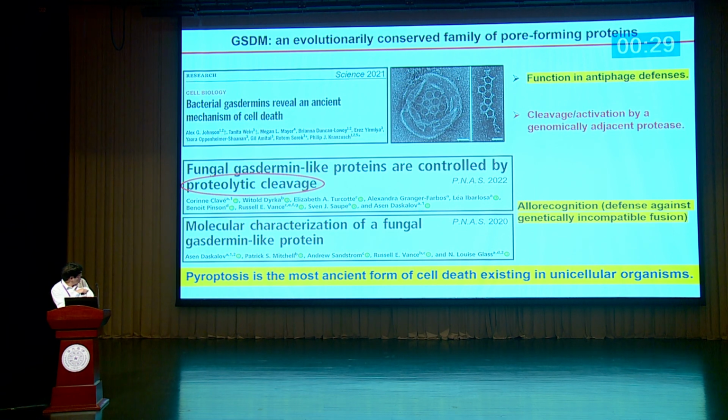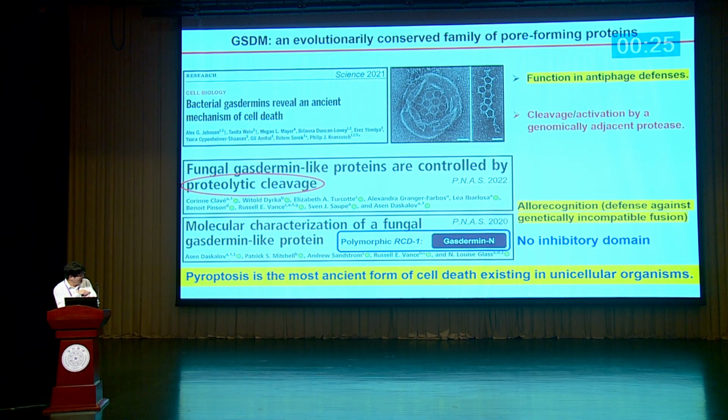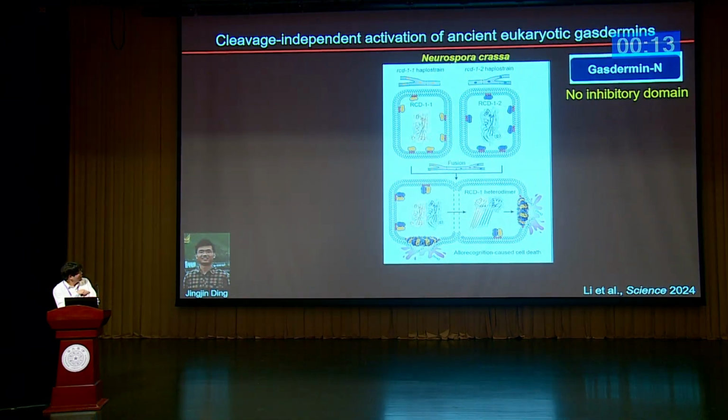Fungi have two systems. One is proteolytic cleavage, and the other is very interesting. It's called RCD1 in Neurospora. In Neurospora, it only contains the gasdermin N domain, no inhibitory domain, suggesting they're not activated by proteolytic cleavage. It turns out that Neurospora has a polymorphic RCD1. The genetically incompatible strains encode RCD1-1 and RCD1-2. They're highly polymorphic, and the proteins share about 95% homology.